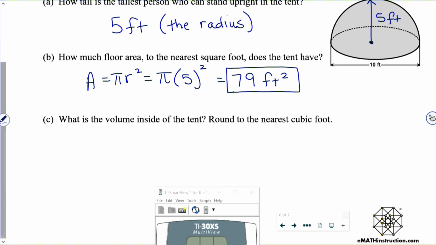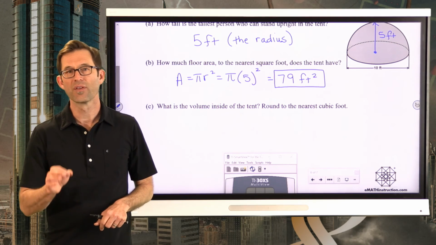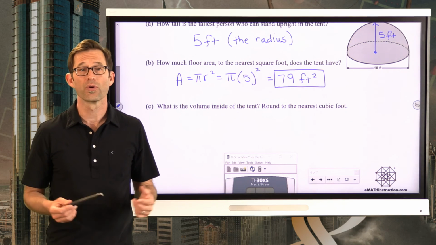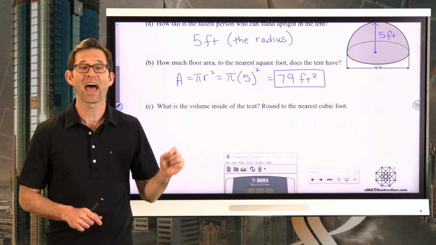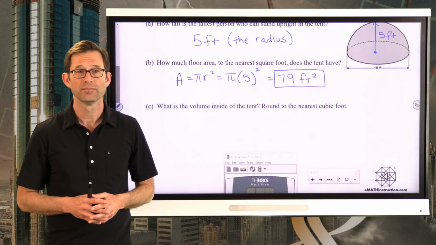Okay, now finally, what is the volume inside the tent, round to the nearest cubic foot? Now you know that the volume of a sphere is 4/3 times pi times r to the third, r cubed. This is half of a sphere. See if you can figure out the volume of this hemisphere.